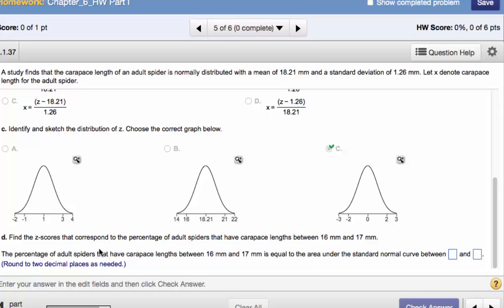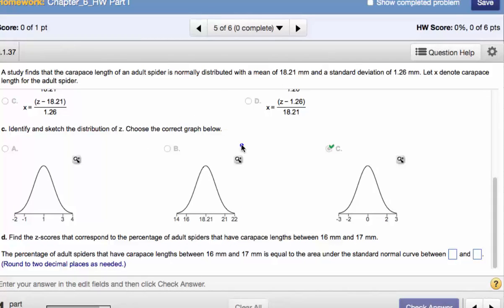So it says find the z-scores that correspond to the percentage of adult spiders that have a carapace of lengths between 16 and 17 millimeters. So we've got x values, and we're just going to transfer them to z values. That's what they're asking for. Okay, so when x is 16, what is z?